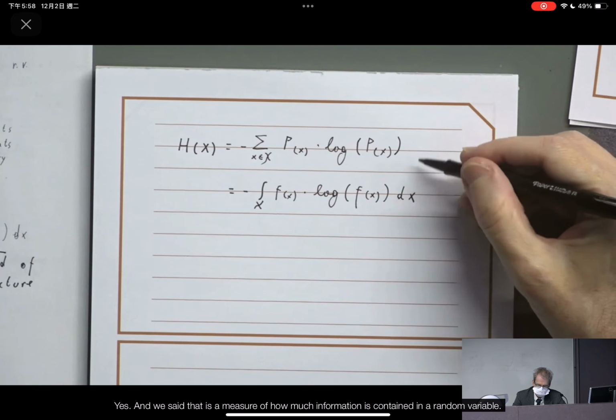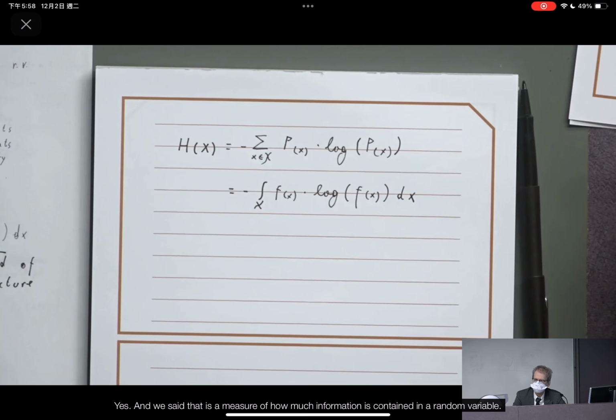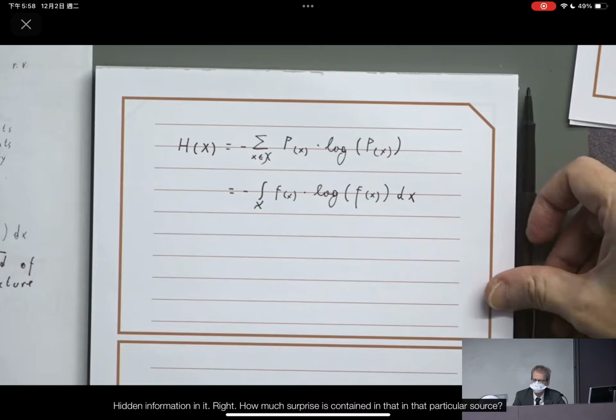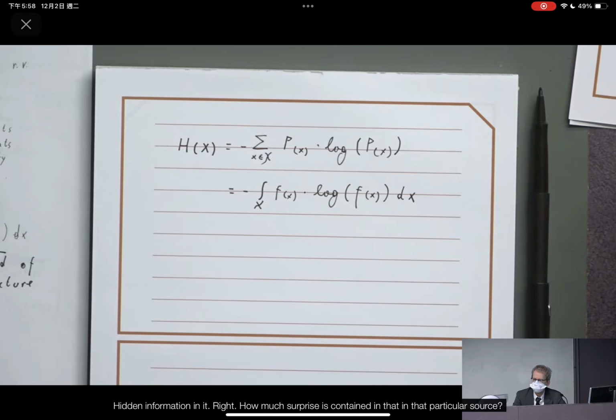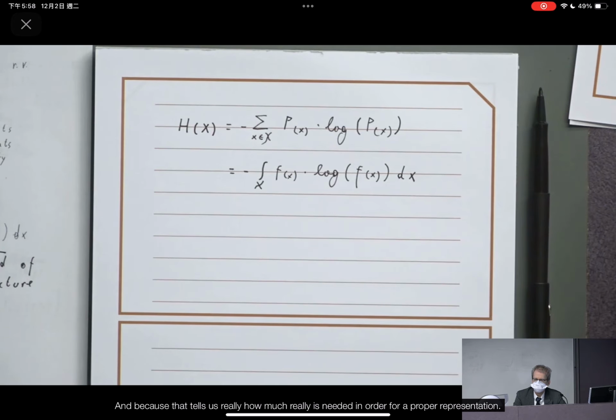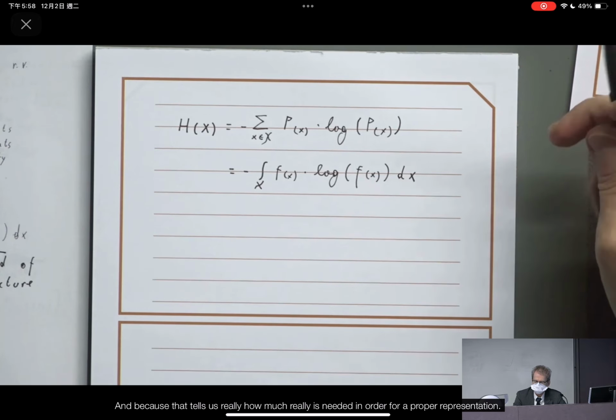And we said that is a measure, basically, of how much information is contained in a random variable, and this can be translated to how many bits I actually need to represent information in a particular source that has hidden information in it. How much surprise is contained in that particular source, and therefore how many bits do I need to, for example, transmit in order to make sure that a receiver can get all the information that's hidden in that source. And then we said that this has obvious applications in so-called source coding, in file compression, because that tells us how much is really needed for a proper representation.